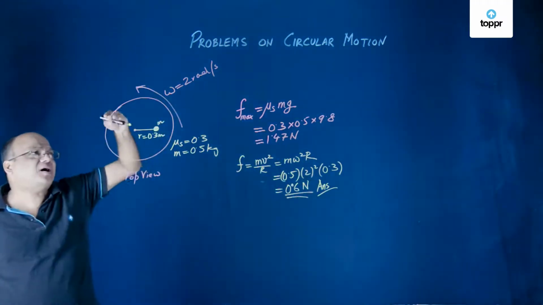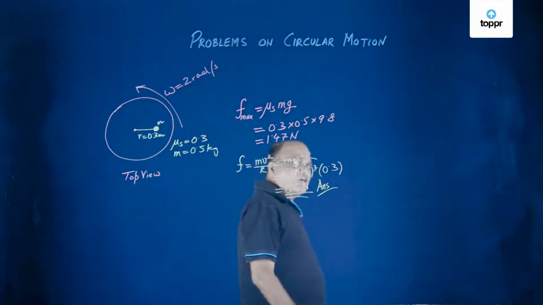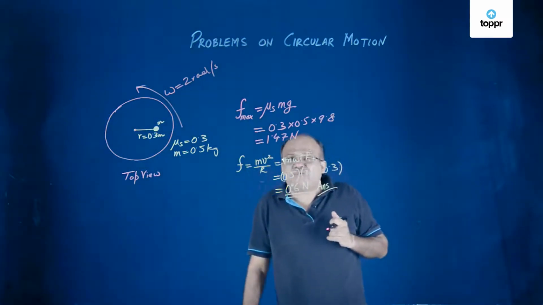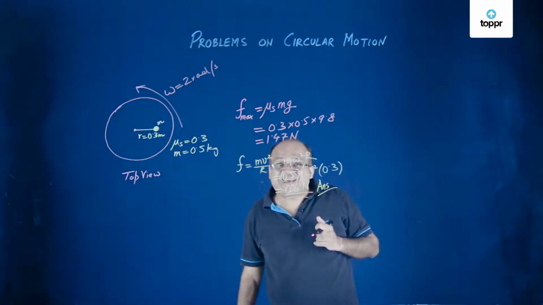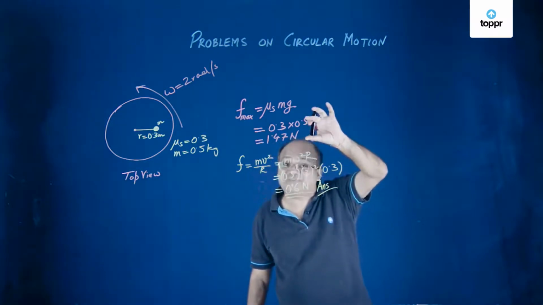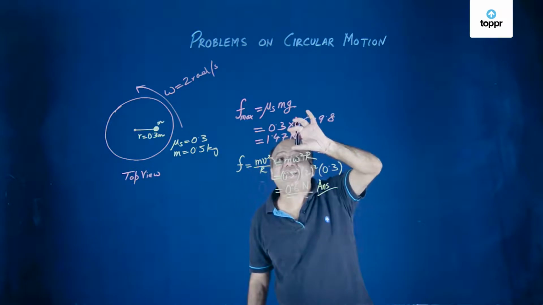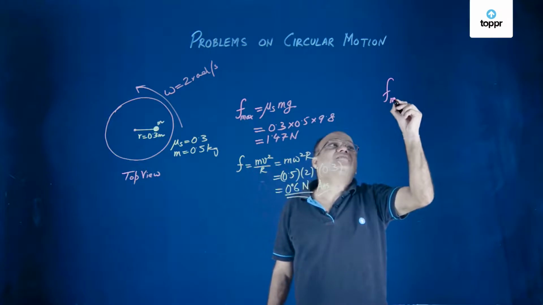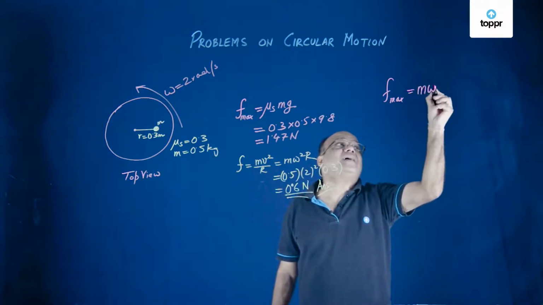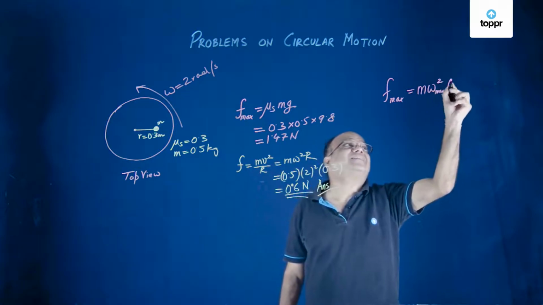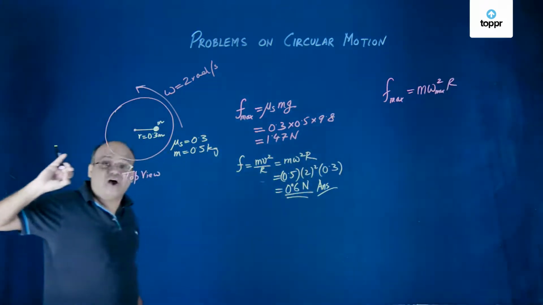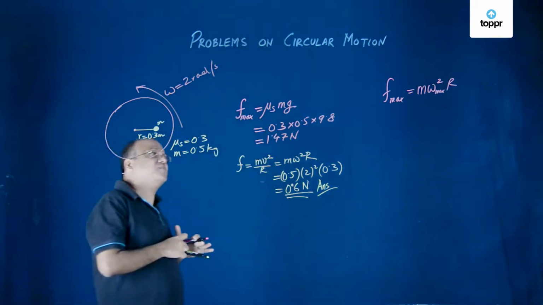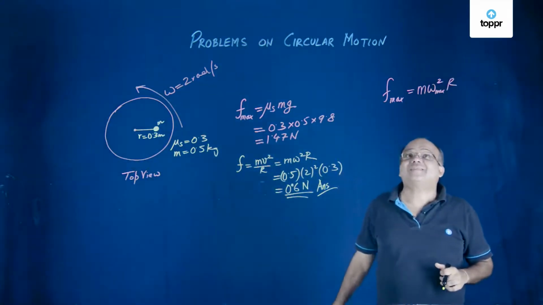Now the next part of the question. What is the maximum omega with which the table can rotate so that the mass does not fly off the table? Now you have to find omega maximum. So how to find omega maximum? Right now what happens? The maximum friction will come into play, and this will provide the necessary centripetal force. So F max will now be equal to m omega max square r. The entire frictional force will now provide the necessary centripetal force. The maximum frictional force will provide the necessary centripetal force.